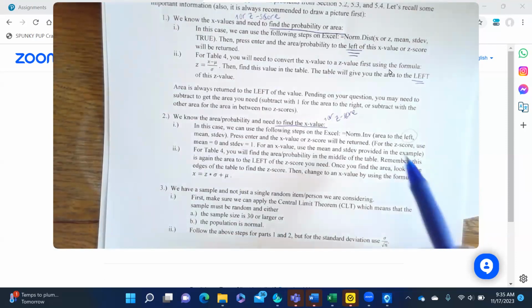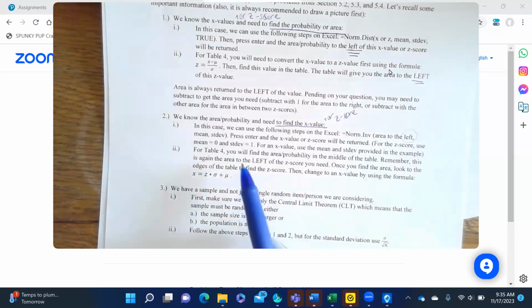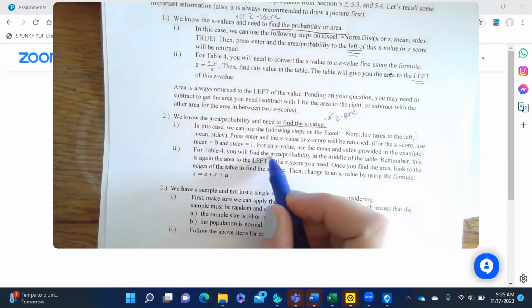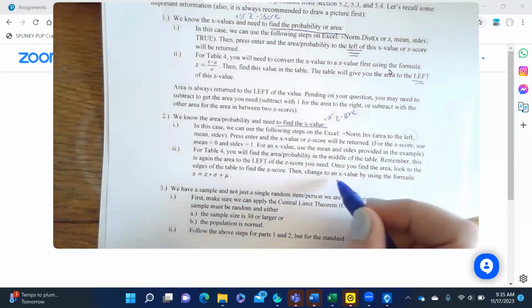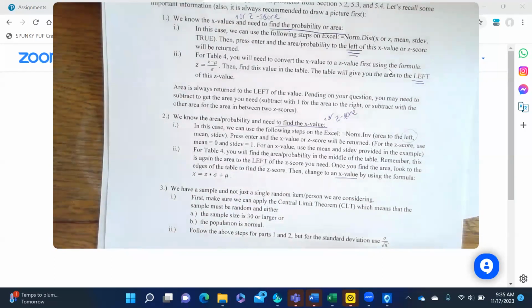Just remember for z-scores, the mean is going to be 0 and standard deviation is 1. For x values, you would just use whatever mean and standard deviation was provided in the example. And then for table 4, again, keep in mind you're always looking for the area to the left in the table, to the left of the z-score, for instance. And here, you're going to look in the middle of the table to find the area and work your way back outwards to the z-scores. Once you have the z-score, you will then have to change to an x value using the following formula, again, assuming that you don't want just the z-score answer, you want the actual x value answer.